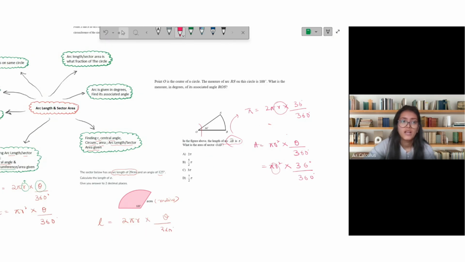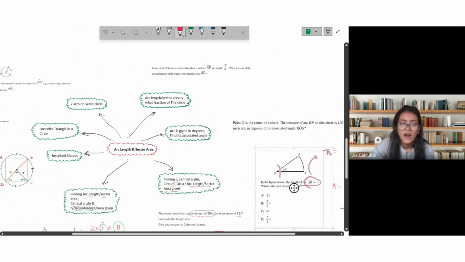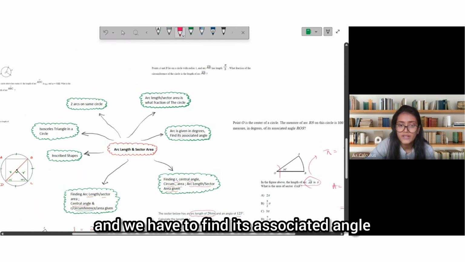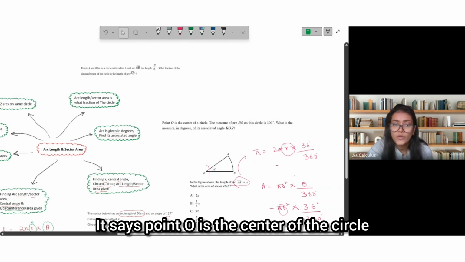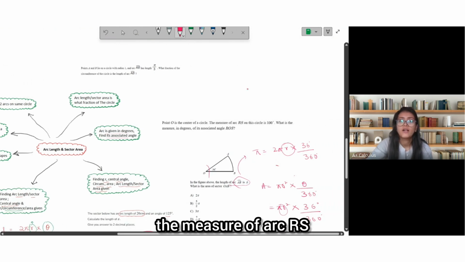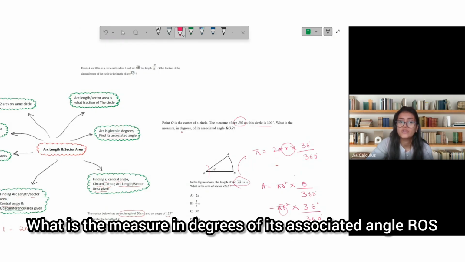The next question type is when an arc is given in degrees, and we have to find its associated angle. This is the easiest question type. It says point O is the center of the circle. The measure of arc RS on the circle is 100 degrees. What is the measure in degrees of its associated angle ROS?